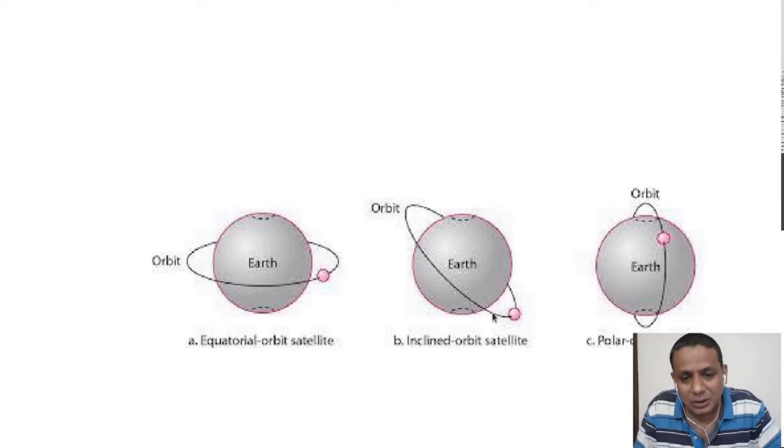Then other orbits are there. Inclined orbit is there. Again, polar orbit is also there. Polar orbit is moving through the polar regions of the Earth. All these satellites cannot be used for communication purposes, but they may be used for meteorological purposes.